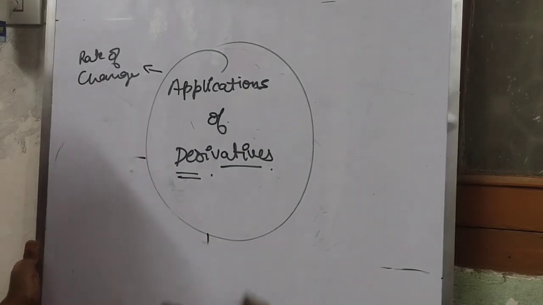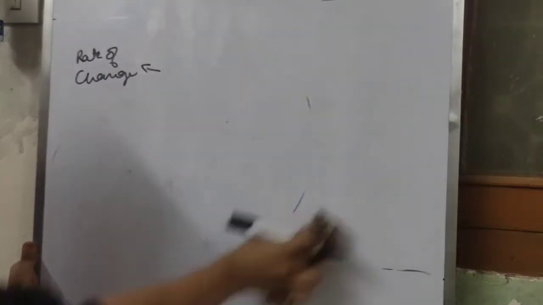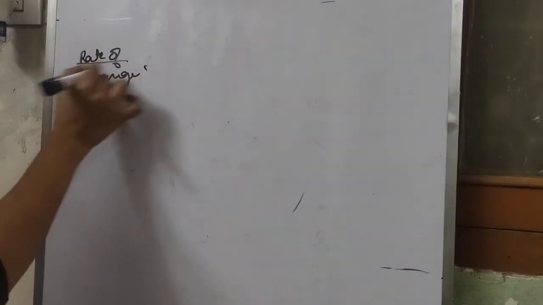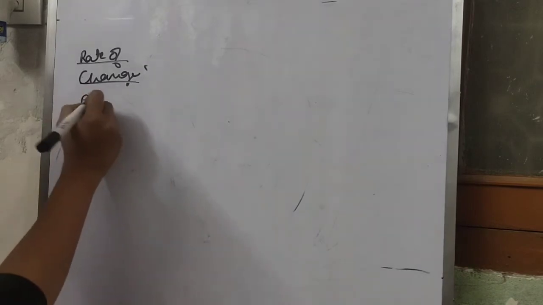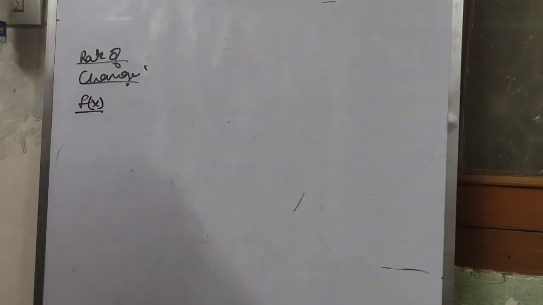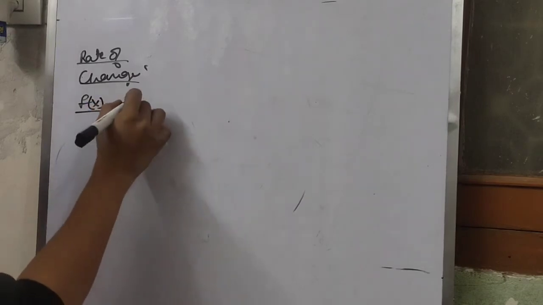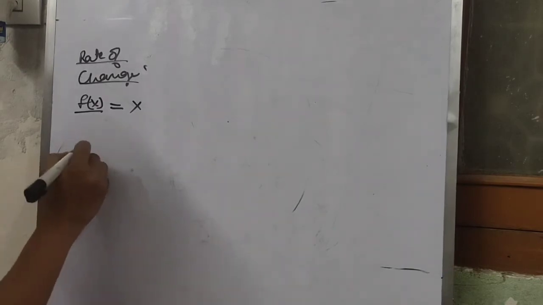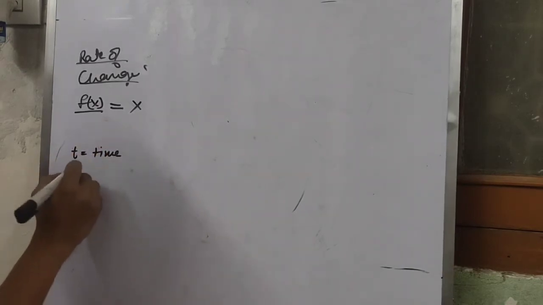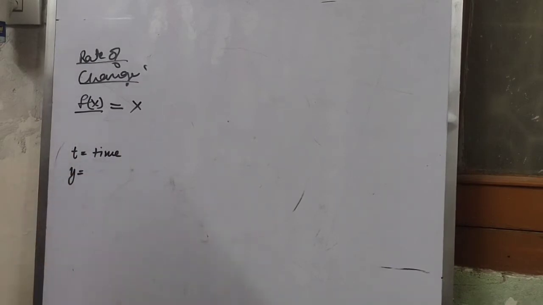Now coming to rate of change, the very first and important topic. How do you calculate a rate of change? For example, if my function is f(x), how will I find the rate of change? The rate of change will be the differentiation of the function y with respect to x or with respect to t. Here t refers to time, and y refers to the function that we are dealing with.